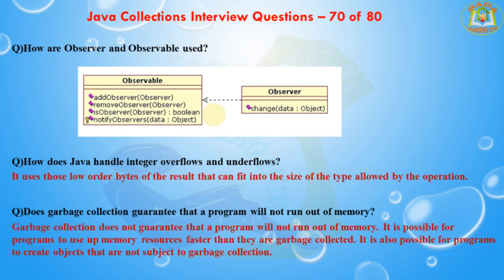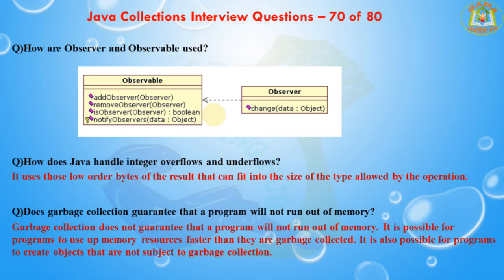The next question is, how does Java handle integer overflow and underflow? It uses the low order bytes of the results that can fit into the size of the type allowed by the operation to handle the integer overflow and underflow.